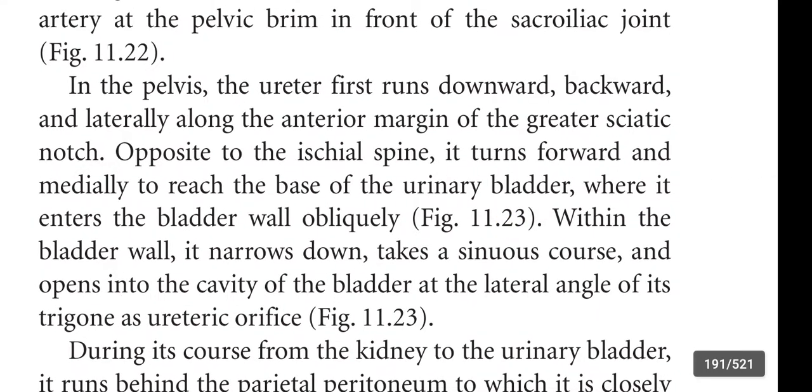In the pelvis, the ureter first runs downward, backward and laterally along the anterior margin of the greater sciatic notch. Opposite to the ischial spine, it turns forward and medially to reach the base of the urinary bladder, where it enters the bladder wall obliquely.